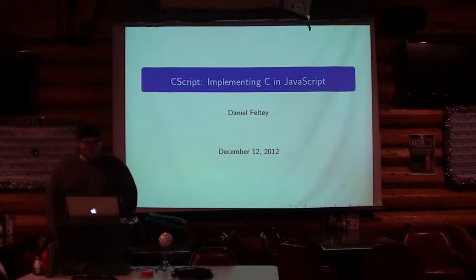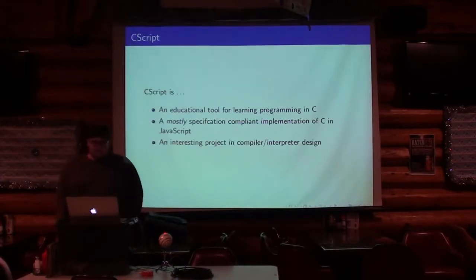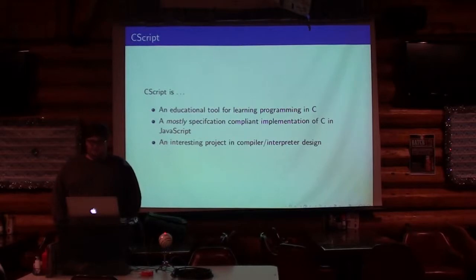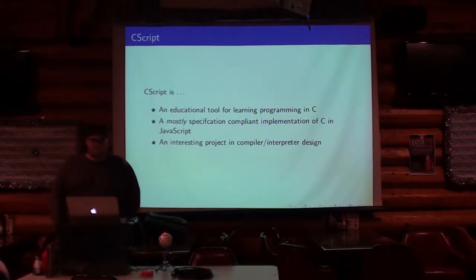So I didn't Google the name, but I did actually Google the concept of a C interpreter in JavaScript. It's sort of been done a couple times, which I'll talk about at the end of my talk, but for the most part it hasn't been done. So what is CScript? It's more what it intends to be. It'll be an educational tool for learning programming in C, and a mostly specification-compliant implementation of C in JavaScript. And I like compilers, interpreters, type systems, that sort of thing. So a large part is for me to learn JavaScript and to write a real-world compiler.